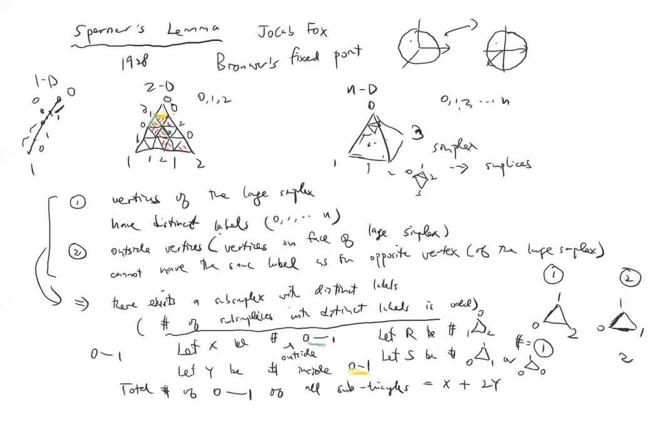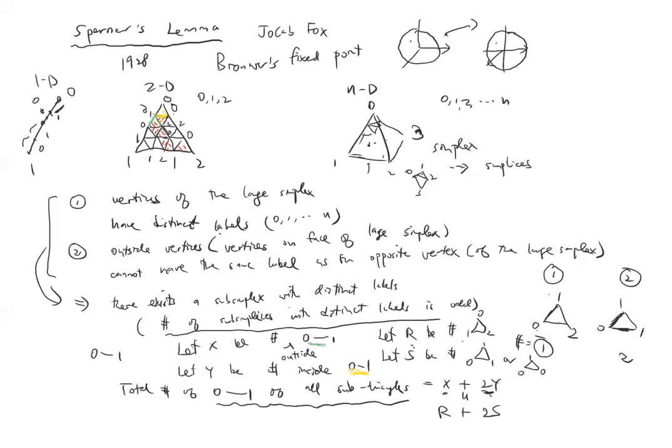So in this case, we can again count the total number of 0, 1 edges of all subtriangles. In this case, it will be equal to R plus 2S, right? Because for the first case, I will have only one 0, 1 edge for a triangle with all distinct labels, and in the second case, I will have 2 0, 1 edges. Now, these two will be equal. And now if we look at that, because first off, 2y is even, so for x, I will claim that x is odd.